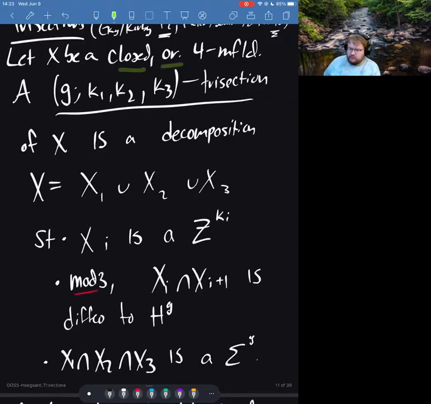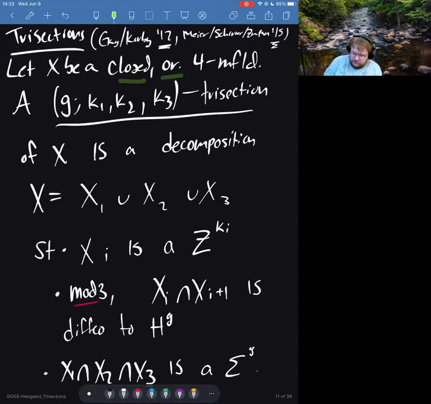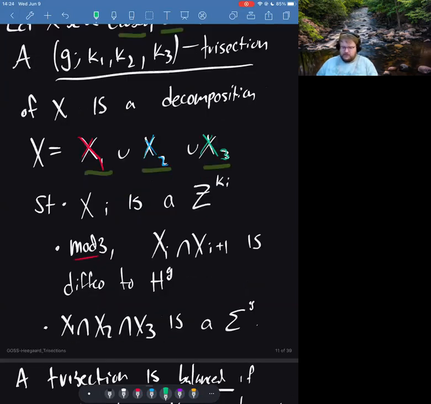So a (g, k1, k2, k3) trisection of X is a decomposition of X into three pieces, hence the name trisection. So there are three pieces, X1, X2, and X3, which we'll usually color red, blue, and green, respectively, such that each Xi is a four-dimensional one-handle body of genus ki. And looking mod 3, the pairwise intersections are three-dimensional one-handle bodies. And the triple intersection here is a central surface of genus g.